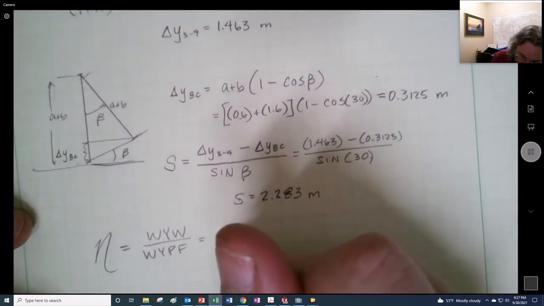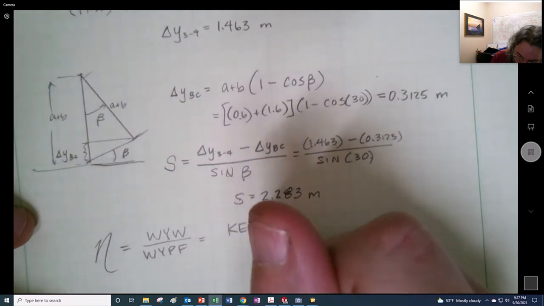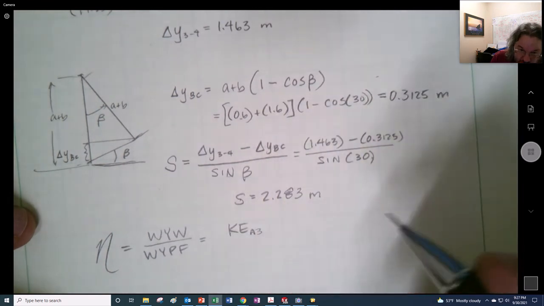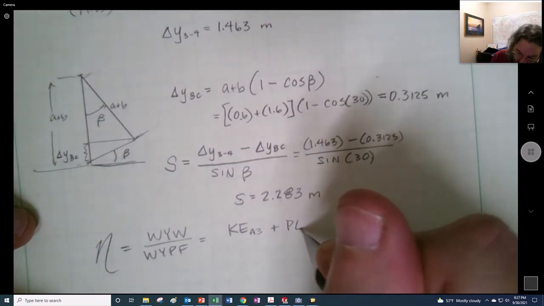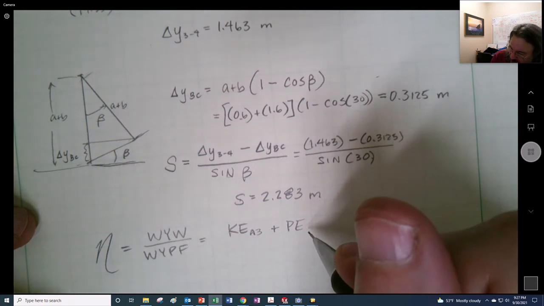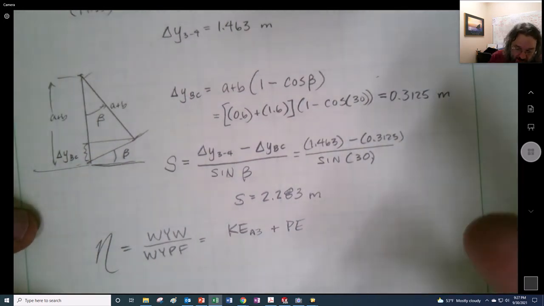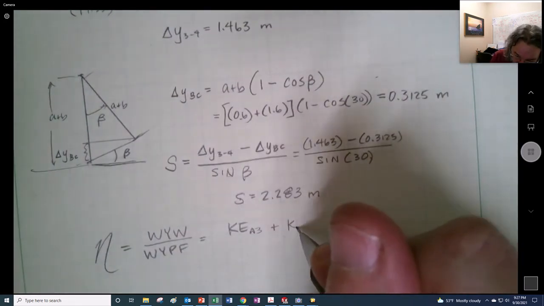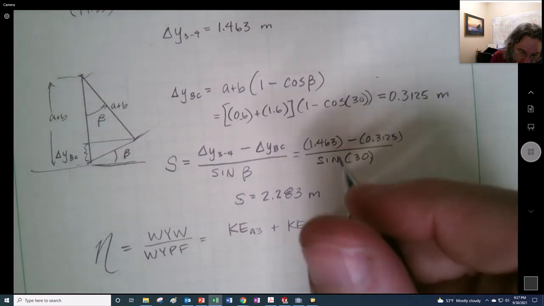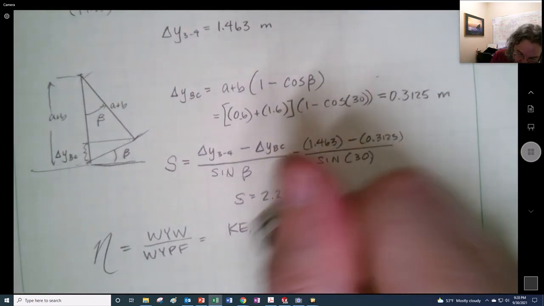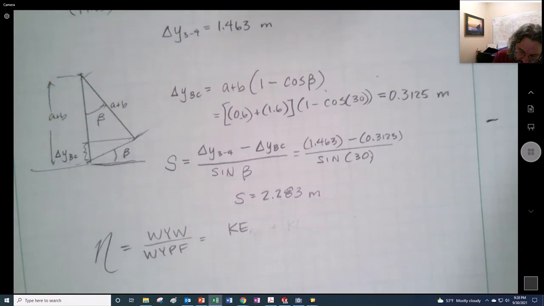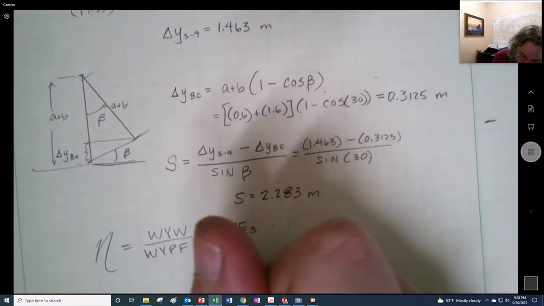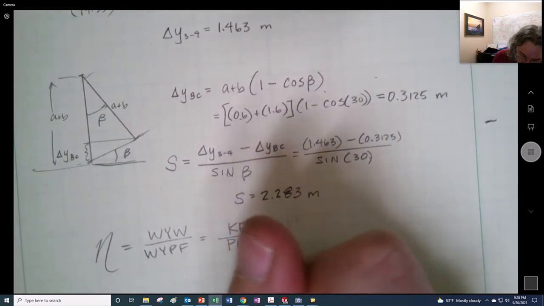So that's going to be the kinetic energy of A at 3, right? Plus the potential energy, because I already have it written down somewhere. Well, actually, I could do the kinetic energy at 3. There's no losses between 3 and 4, so let's just say the kinetic energy at 3. There you go. The total kinetic energy at 3 divided by the potential energy at 1.